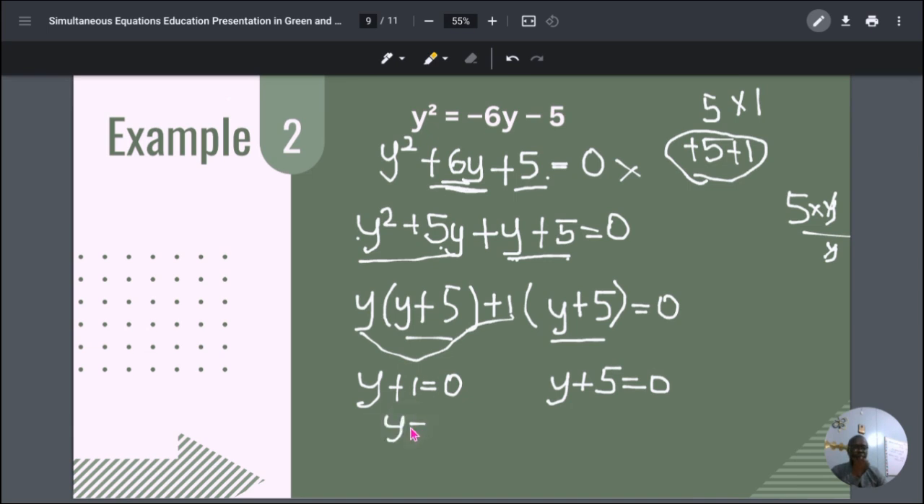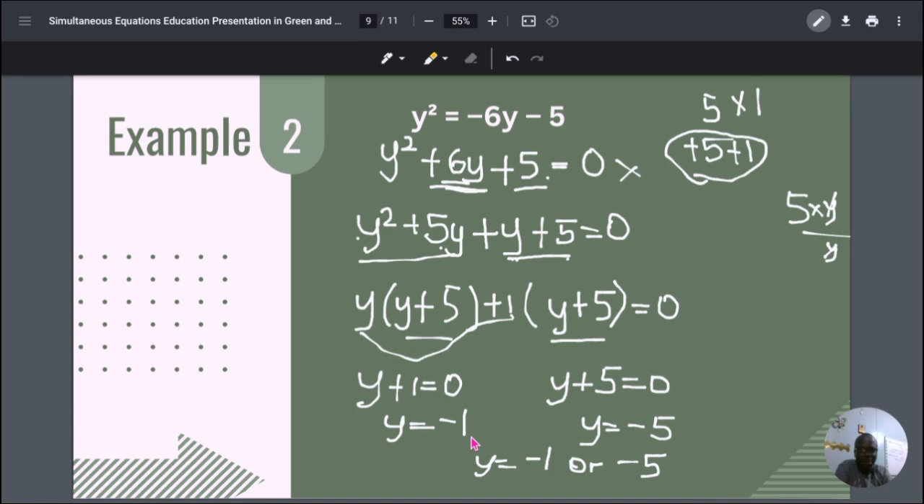You know, there's a plus in there. It moves to the other side, becomes a minus. And then here is a plus 5. If it moves out, it becomes a minus 5. So the final answer here is y equals minus 1, or minus 5. Or you can leave it as y equals minus 1 or y equals minus 5. So you do it like this, you've solved it very, very correctly.